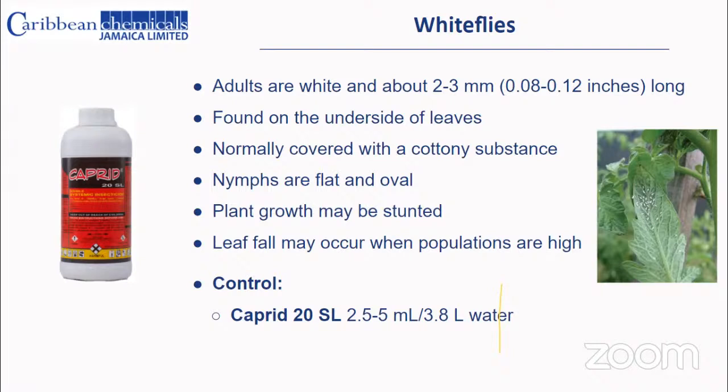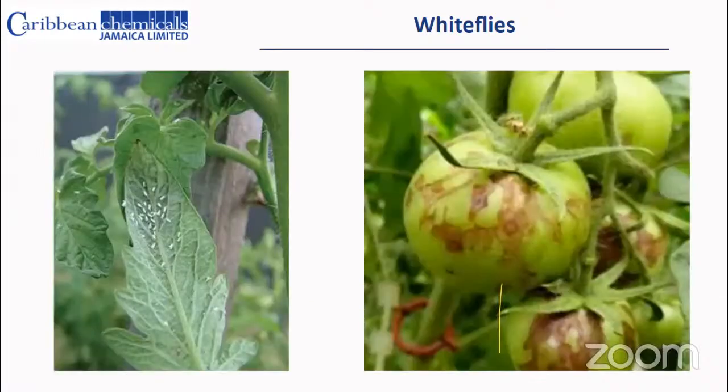So it's a very important feature of caprid, its translaminar ability to be pulled through, or move through rather. It can move through the leaf to reach the target pest on the underside of the leaves. Slide. Now here we're showing some damage of whiteflies on the leaves and on the fruit as well. Okay, slide.